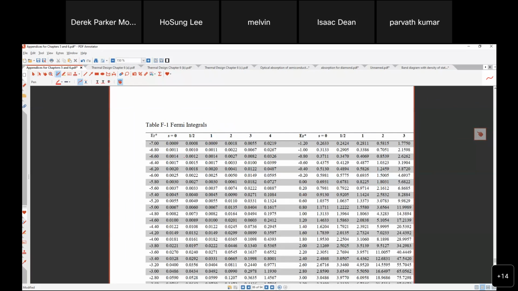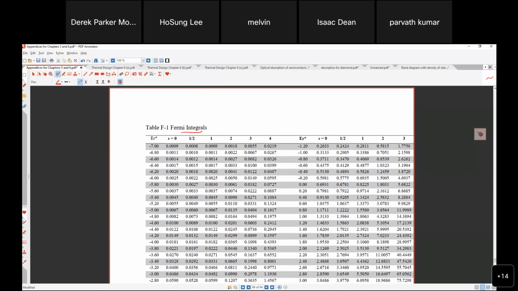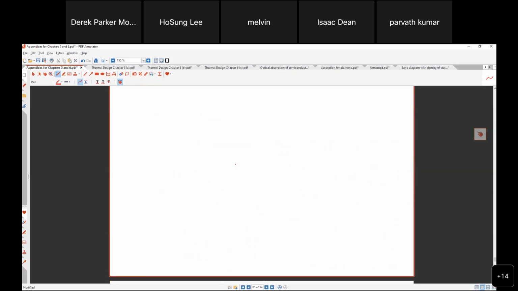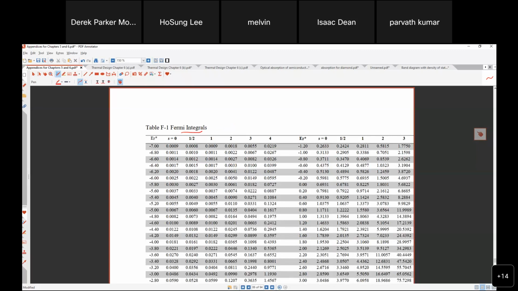If we know the S, the Fermi integral, we can find the Fermi energy. Do you understand? So if we know this value, then we can find the Fermi energy. Again, if we know the S value, then we can find the Fermi energy.